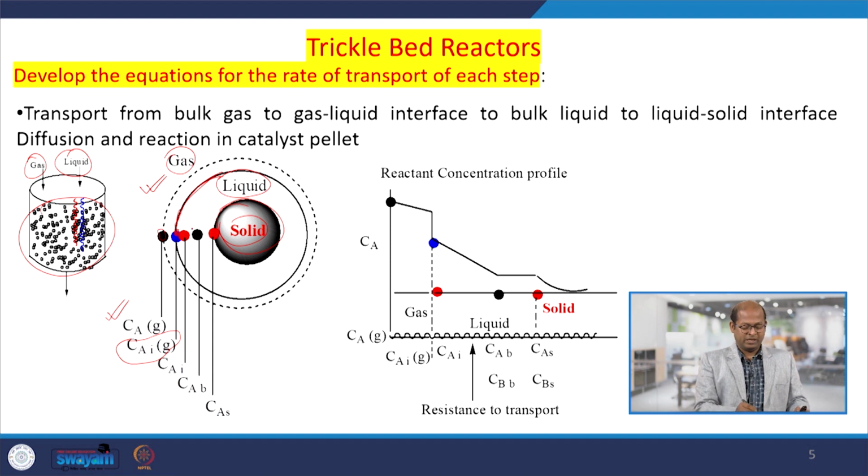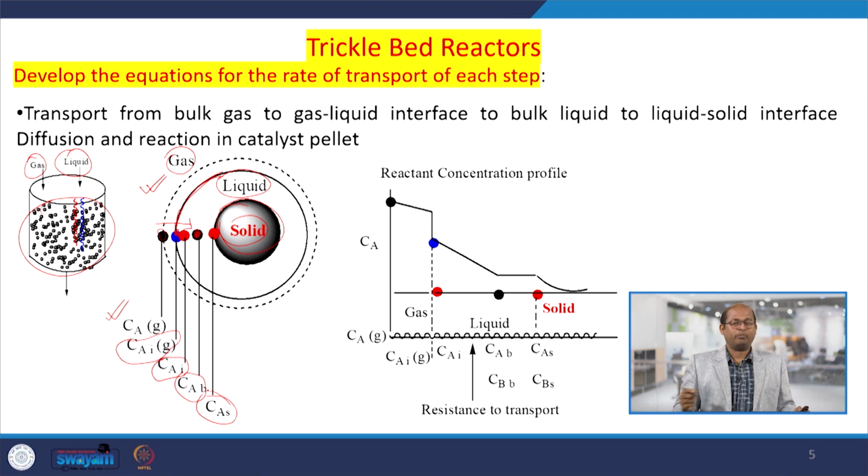This is the component A at the interface on the liquid side, and then it is transported to the bulk. This is the bulk concentration of component A in the liquid, and this is the surface concentration C_AS. Surface means the outside surface of the catalyst, the component A concentration C_AS.